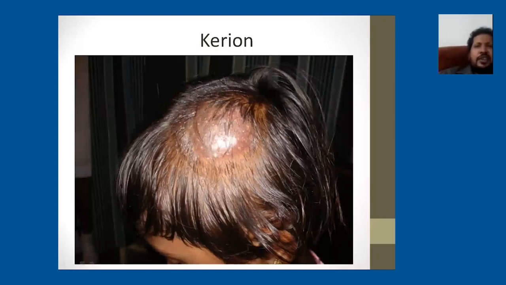Secondly, since a kerion is a fungal infection on the hair, if you pull these hairs gently, they will easily come off. And at the follicular orifices, the punctum of the hair follicle, if you squeeze it, you will see pinpoints of pus coming out, which you will not see with the scalp abscess. Right? Lymphadenopathy can be even due to a secondary bacterial infection, but even otherwise you can have lymphadenopathy.